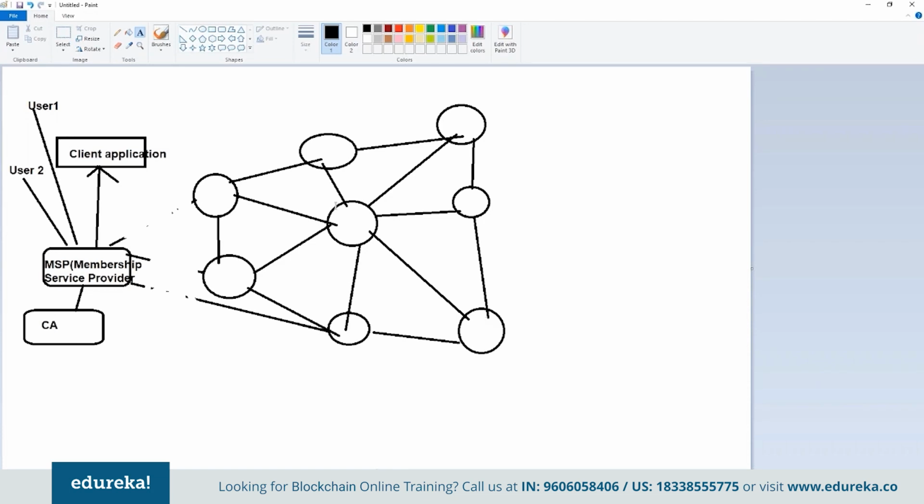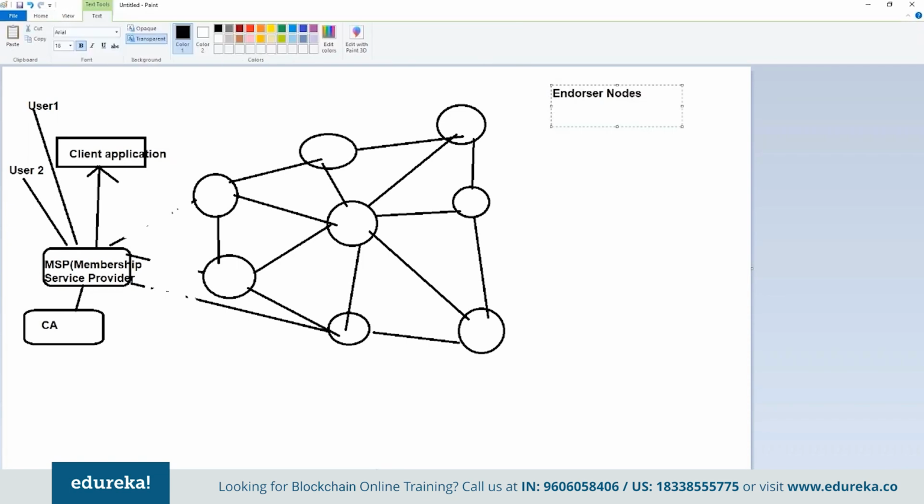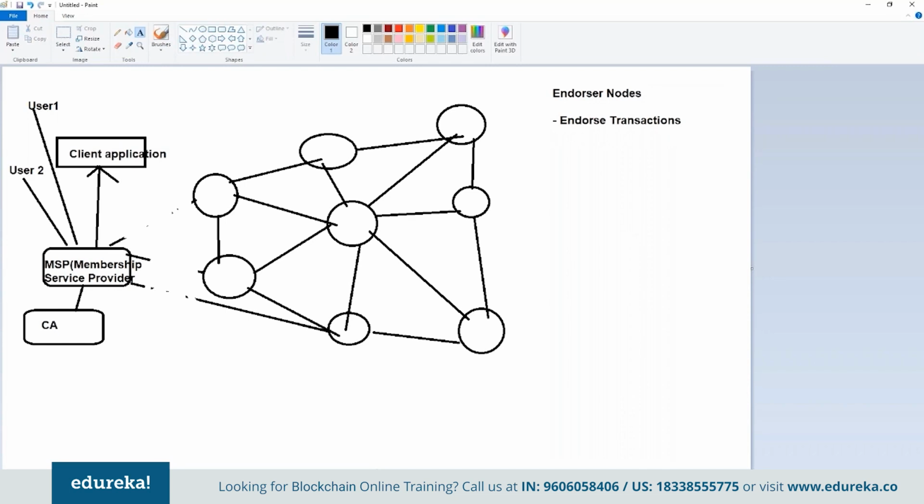So in case a client application has a request for a particular transaction, it only sends it across to certain nodes, and those nodes are called endorser nodes. Endorser nodes are those nodes which basically endorse any transaction. Endorsing transactions means they validate whether the transaction is correct or not. So let's say in my network, these two are my endorser nodes. You can have any number of endorser nodes in your network. It depends on what kind of endorsement policy you have.